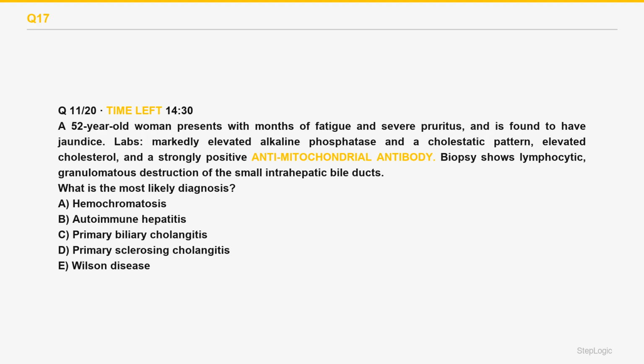Read the command: most likely diagnosis. Middle-aged woman, pruritus, cholestasis, anti-mitochondrial antibody, destruction of small intrahepatic bile ducts: primary biliary cholangitis.